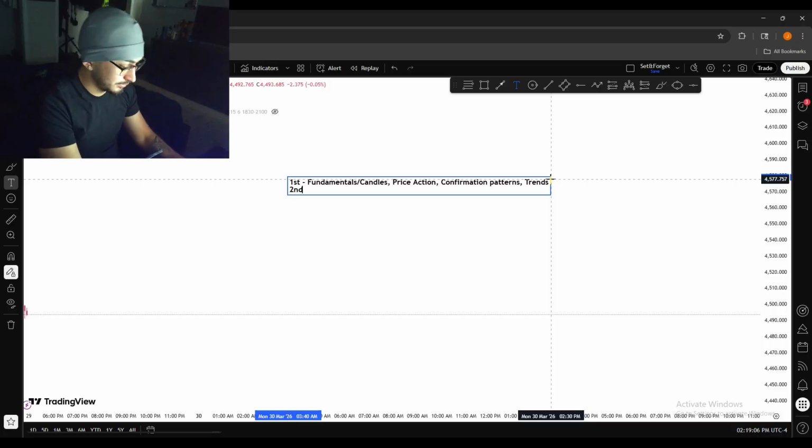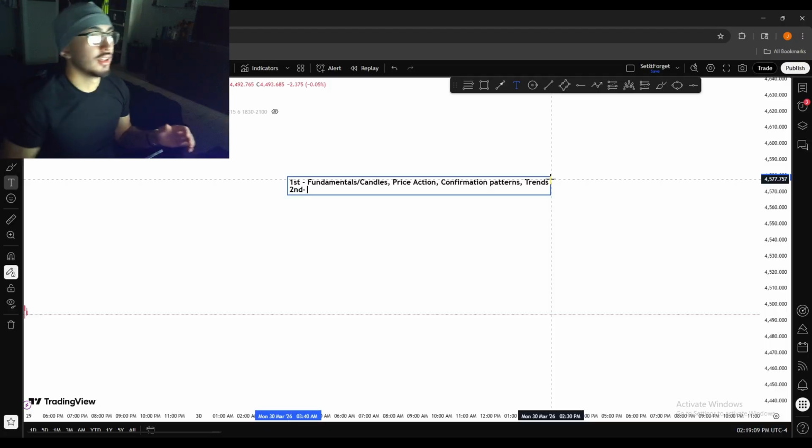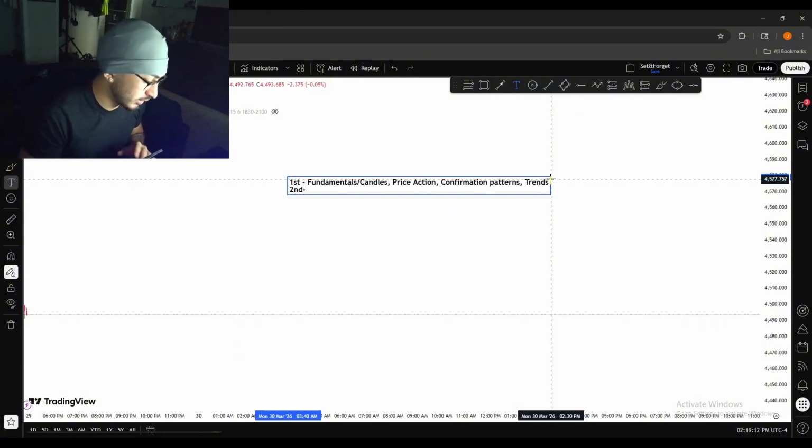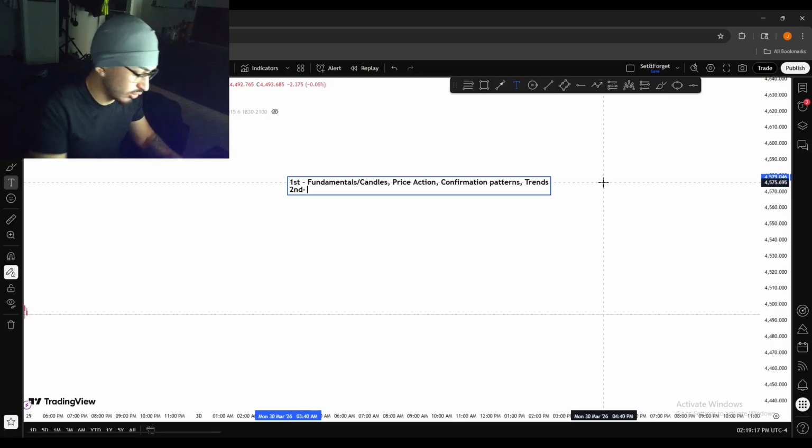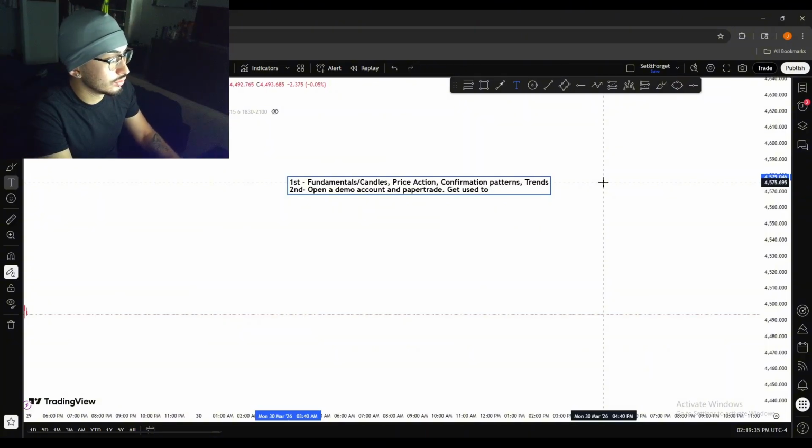Secondly, is for sure one thing you should do almost immediately just to get a little bit of experience: open a demo account and paper trade. With this demo account, just for the beginning, get used to lot sizes, risks, and reading the market.